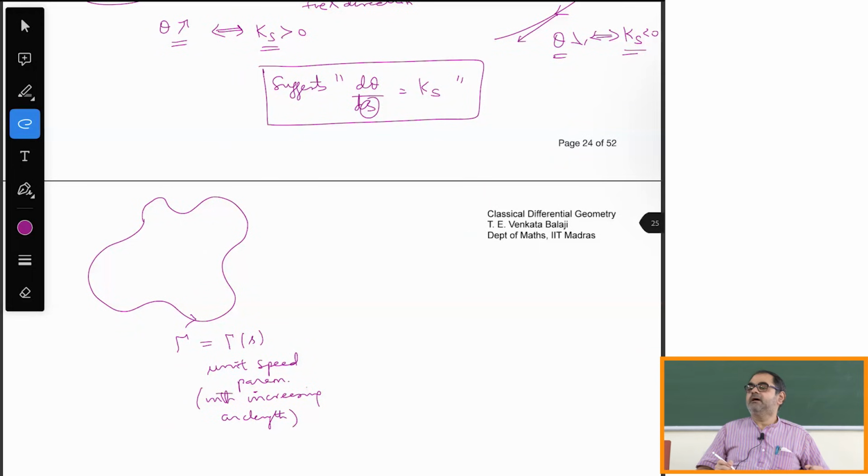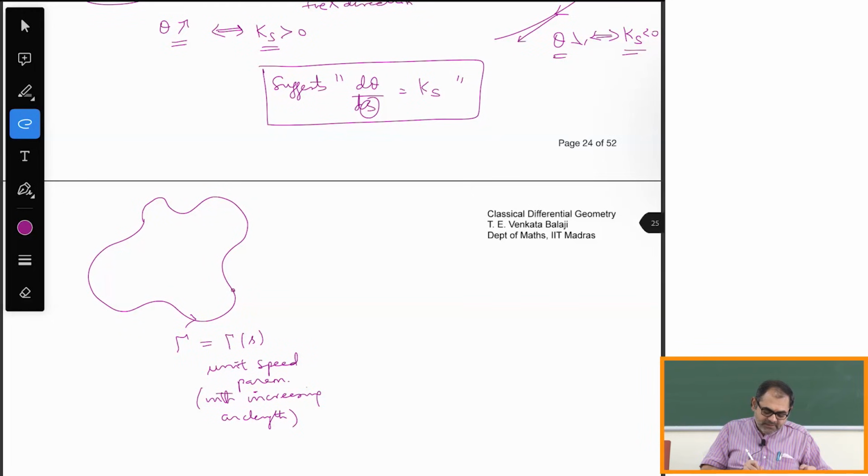Mind you, when you do this unit speed parameterization, I told you that you can either use plus arc length or minus arc length plus a constant. I want to use plus arc length so that all the signs come out correctly. So you take this kind of a unit speed parameterization, that always exists for a regular curve. That is something that we have already seen.